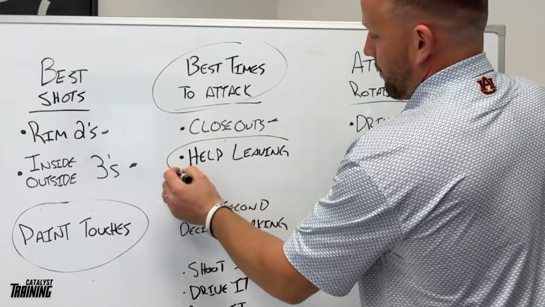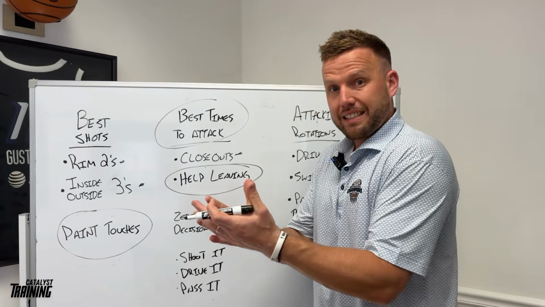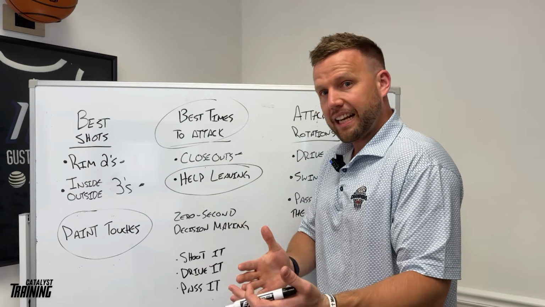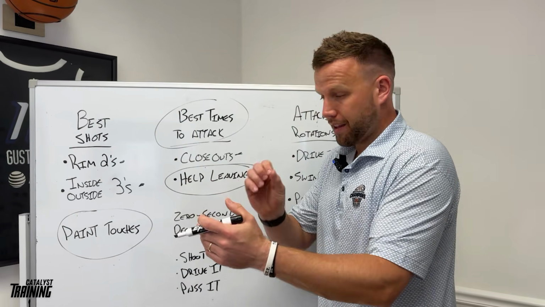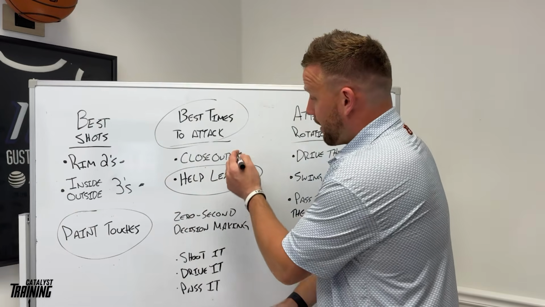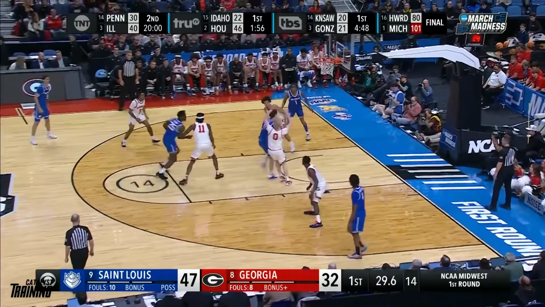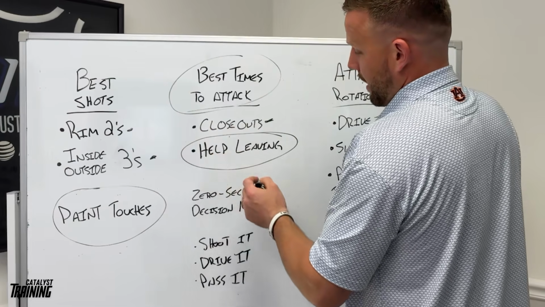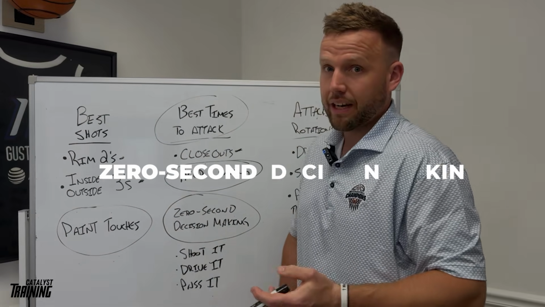Second best time, we don't talk about this a lot, is when help side leaves. So let's say that you have a defender that's sitting in the gap. They're trying to plug that driving lane, and your teammate cuts through. Well, that defender has to leave, which is then going to open up that gap. So we'd say, again, the best time to attack is off of a closeout. If we don't have that, we're waiting to see if we can get a defender to leave so that we can attack that gap.